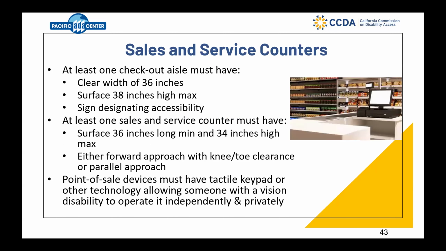And then sales and service counter, at least one checkout aisle has to have a clear width of 36 inches, a surface of 38 inches high maximum, and a sign designating accessibility. That's where you typically, a checkout aisle is typically at a grocery store, is where you would see that, where you have the conveyor belts.